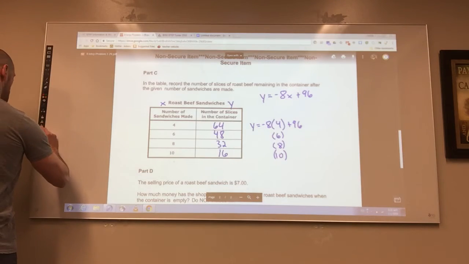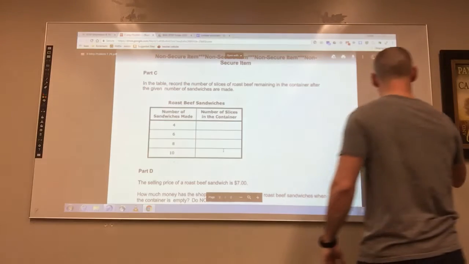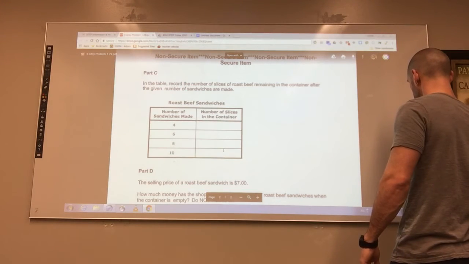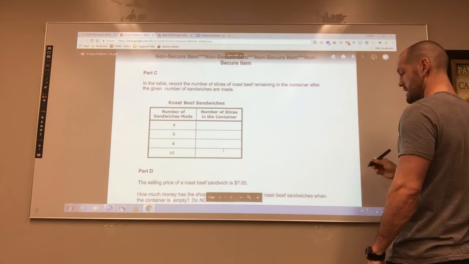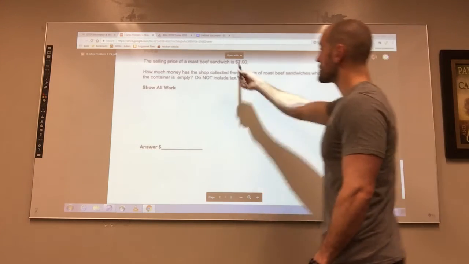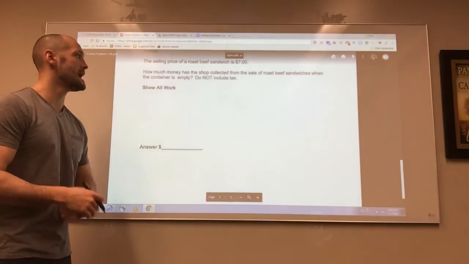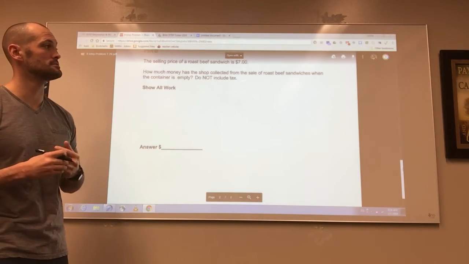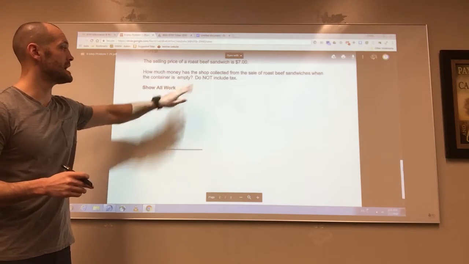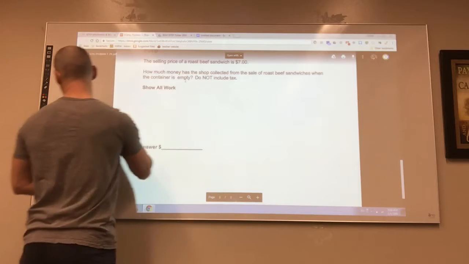All right. Part D, almost done. Almost done. Oh, come on, stylist. Don't fail me now. The selling price of a roast beef sandwich is $7. How much money has the shop collected from the sale of roast beef sandwiches when the container is empty? Okay? Container empty.